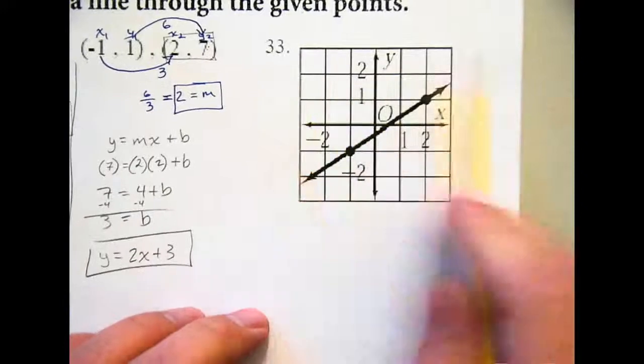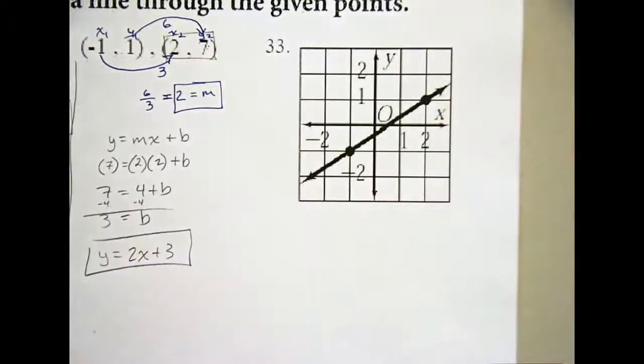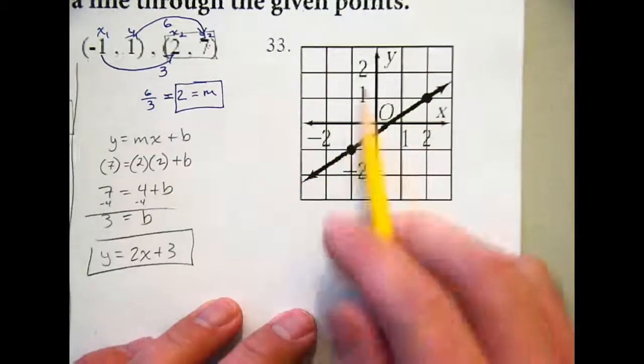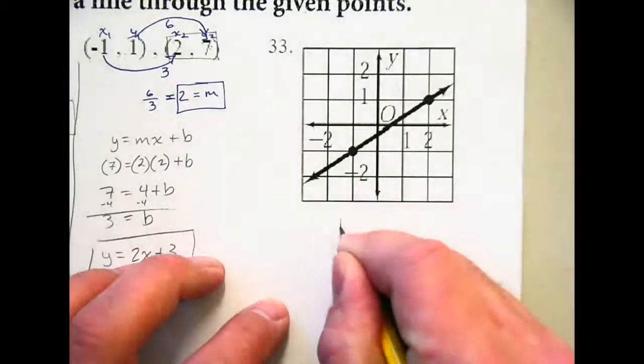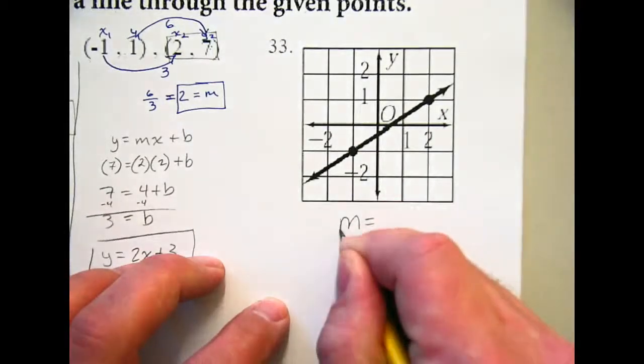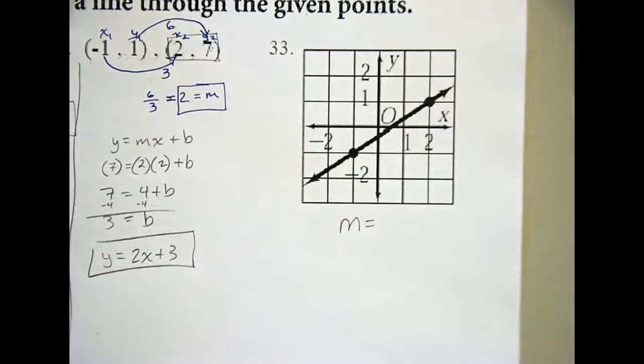But now if you're given a picture, you want to find the slope and the y-intercept. The slope is usually pretty easy from a picture, right? Okay, tell your neighbor how you would find m using that picture. All right, so Keegan, what do we do? You find rise over run.